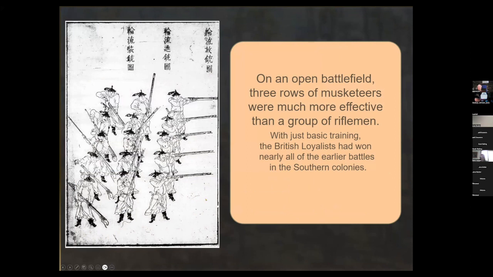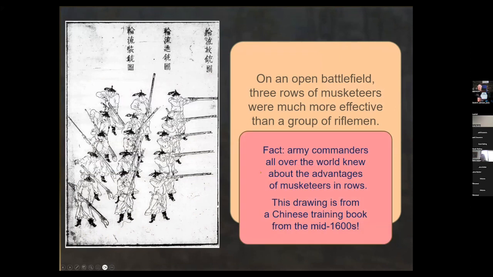Now, this is a really weird picture there, too. Army commanders had known all over the world about the advantages of having musketeers in rows. This drawing is from a Chinese training book from the mid-1600s. And it basically has 1 row of riflemen up in the front.